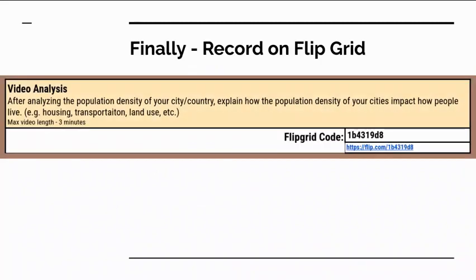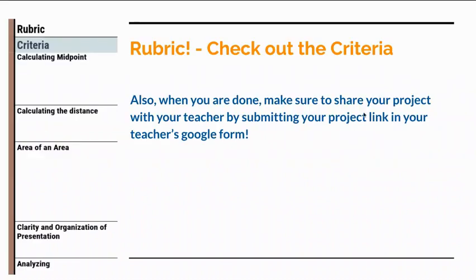And then the last thing you will do is record the answer to the video script that you wrote before on Flipgrid, and you will access that Flipgrid using this code or this link. From there, make sure you check out the rubric. This is the criteria that we'll be grading you on. It's pretty much each section of the project. And then also, when you're done, submit your project link into your teacher's Google form.